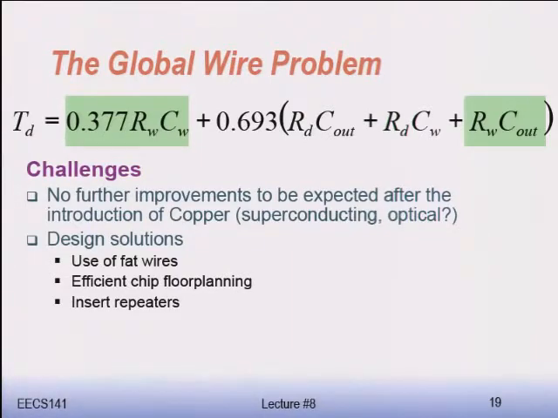So let's look at each of these terms. This number you reduce by making the wire wider, because you reduce R_W and C out is fixed. These numbers, R_d C_wire as well as R_d C_out, you can reduce by making the driver bigger. But this number, you can't reduce.